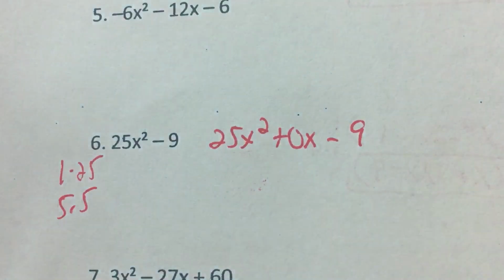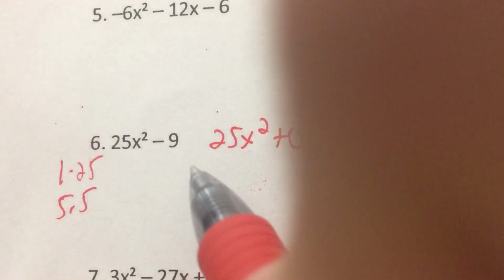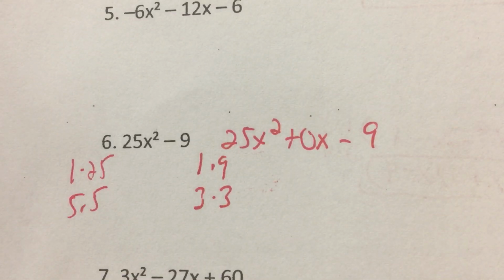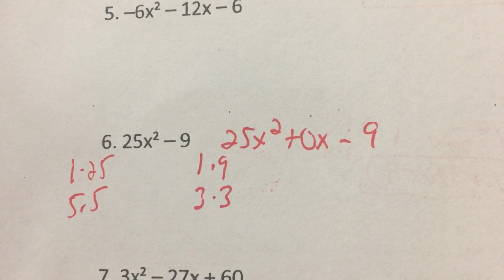When I think about the factors of 25, that had to be 1 times 25 or 5 times 5. When I think about the numbers that make 9, that's 1 times 9 or 3 times 3. And the only way you're going to subtract to get a 0 is you got to have the same numbers. That's the only way that works. 5 times 3 is 15. 5 times 3 is also 15. And only the same number, one positive and one negative, can give you 0.